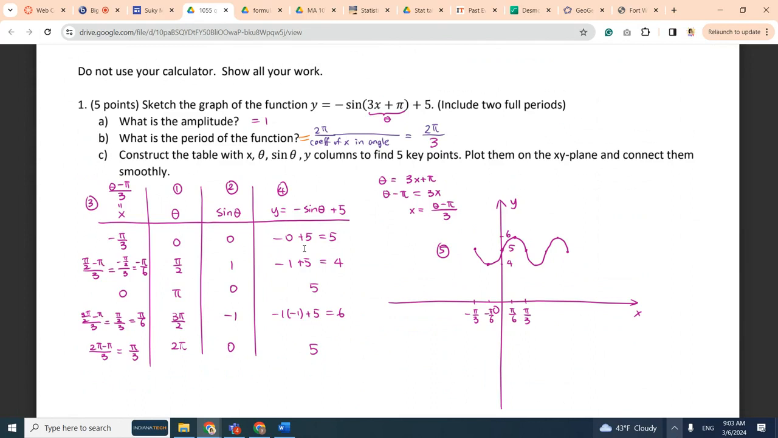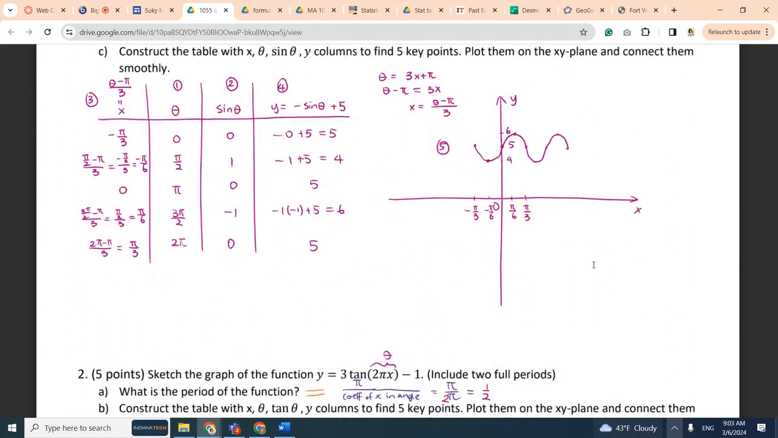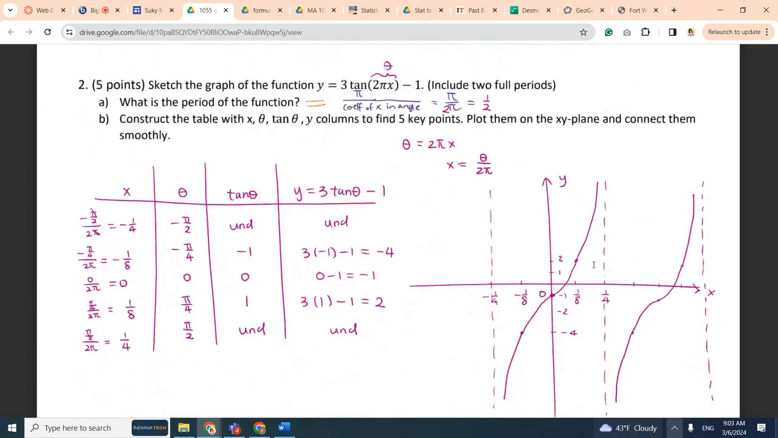And how to find the y? You get y is negative sine theta plus 5, and you know sine theta is those 5 numbers, you plug them in and get the y values. And the last step, you look at the x values and the y values, and plot the points on the xy plane, and then connect the points smoothly. That is the first problem.